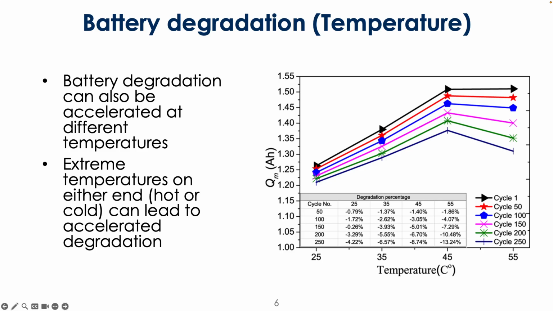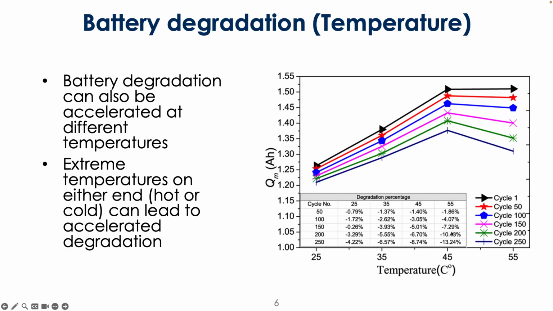So what other aspects of operation are related to degradation? Another big one is temperature. Battery degradation can also accelerate at extreme temperatures. Typically, if you're operating at really high temperatures or really low temperatures, you can have higher degradation.